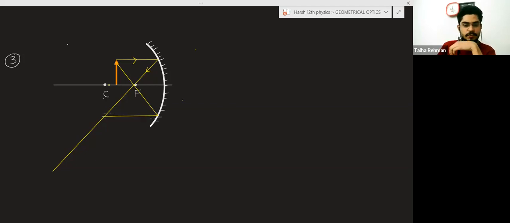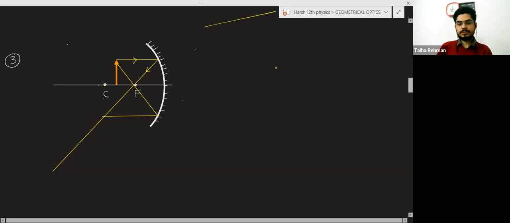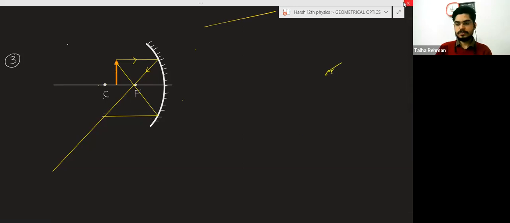So somewhere here the image will form. So here the image is forming. Basically, this image should be behind the center of curvature, so that thing I have to see. Why is it not working? Just a minute.